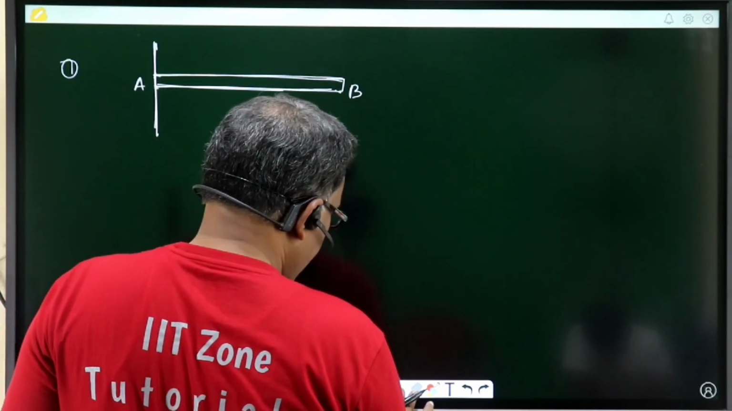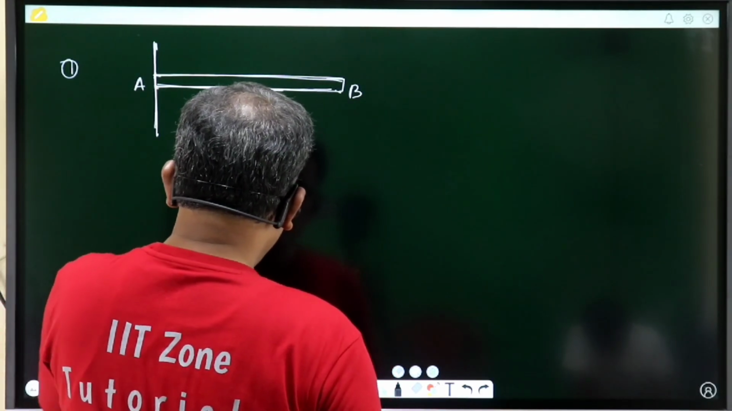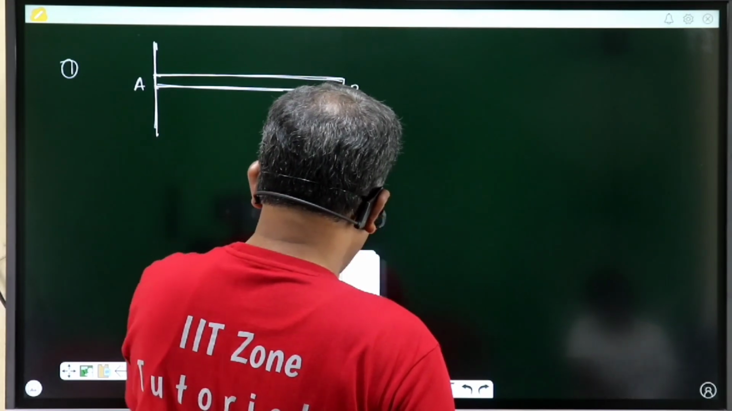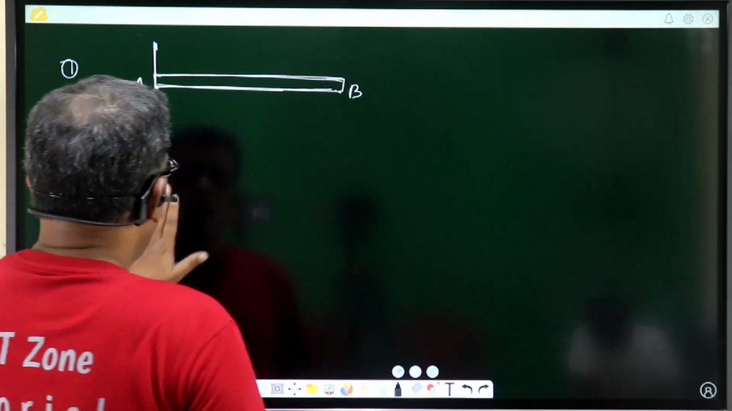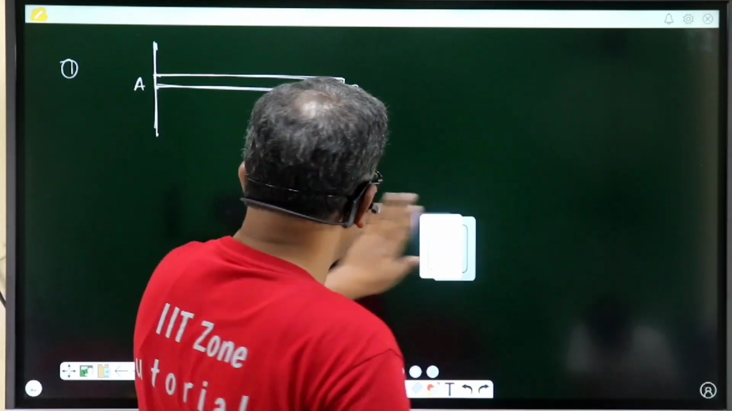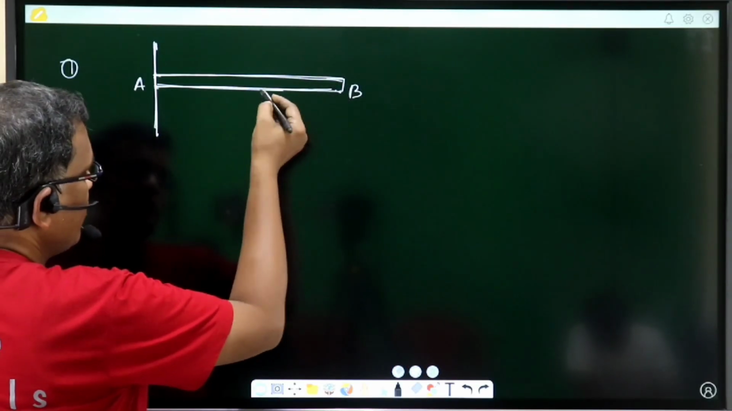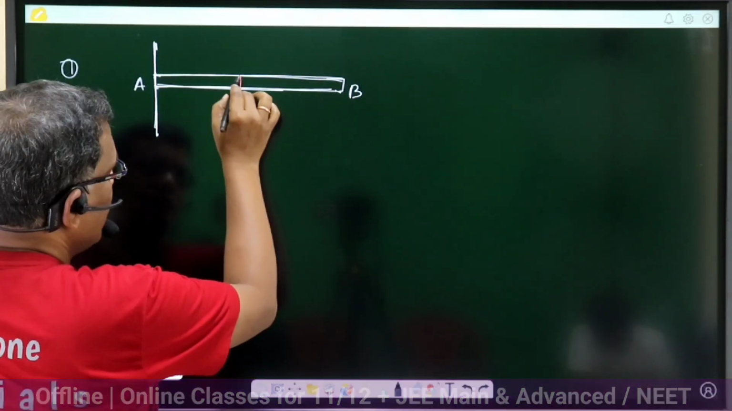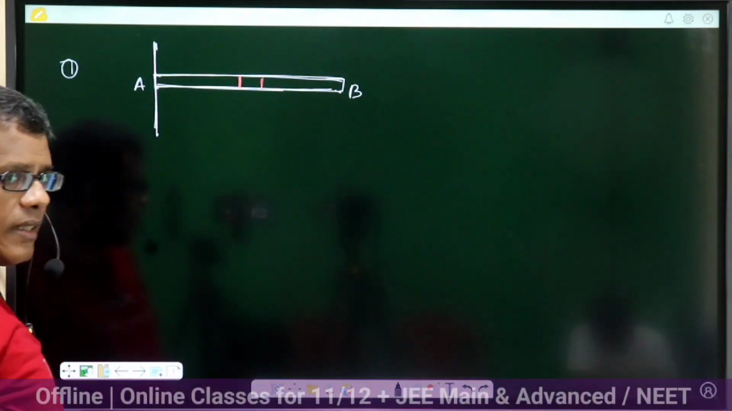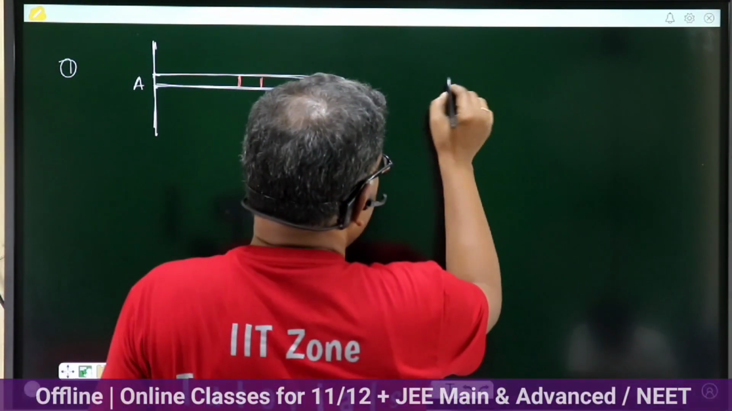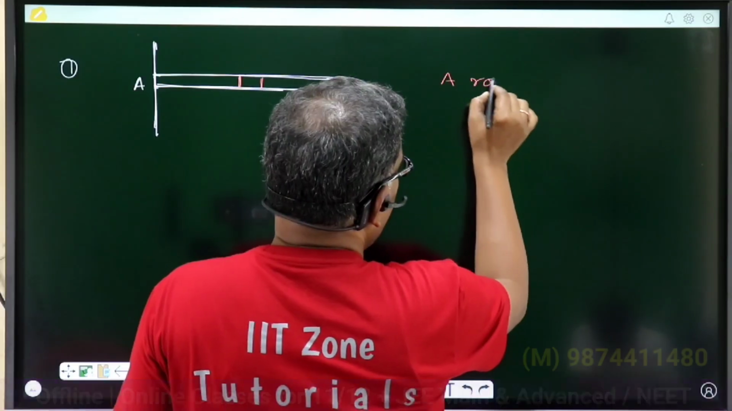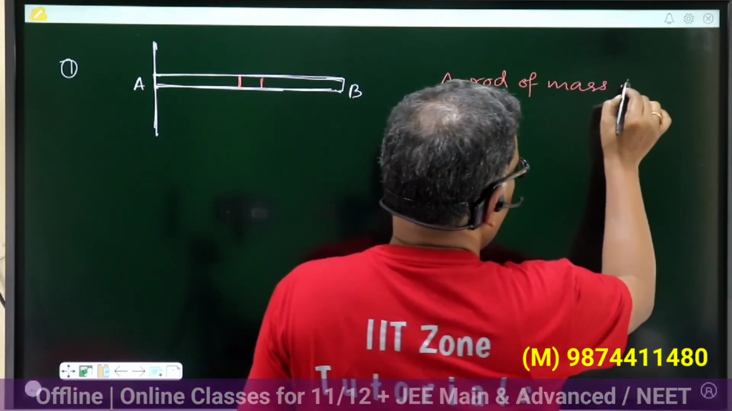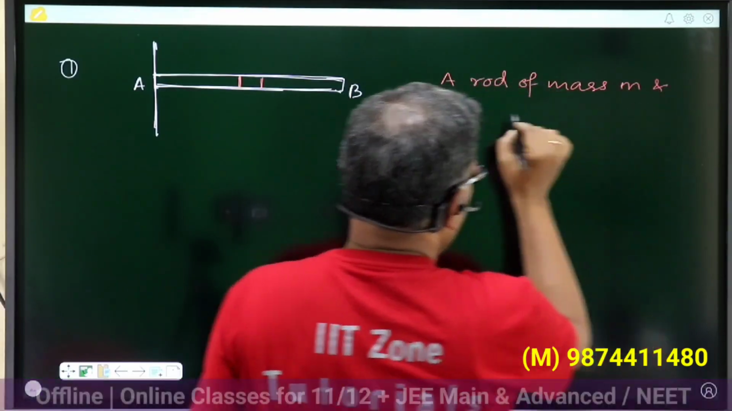I said that whenever we are supposed to calculate the moment of inertia of a continuous mass distribution, then the idea of getting MI means you have to consider one element part of that dimensional body. Here the dimensional body is a rod of mass M and length L.